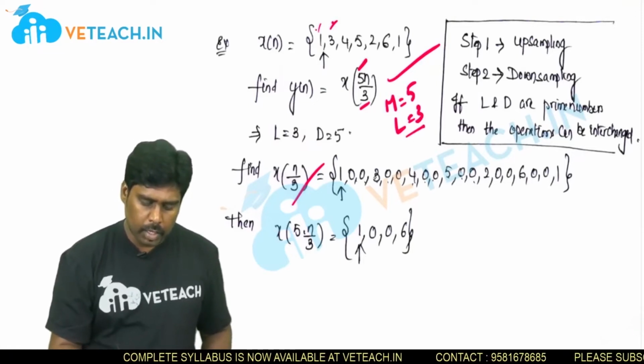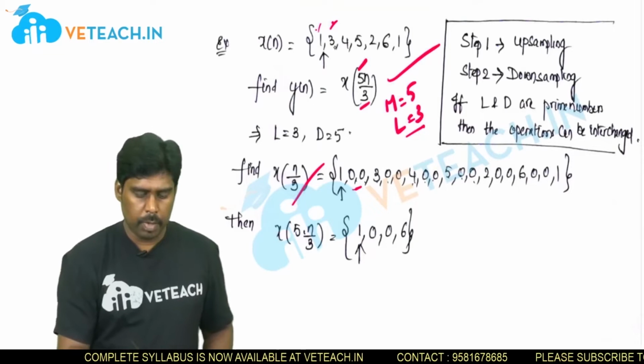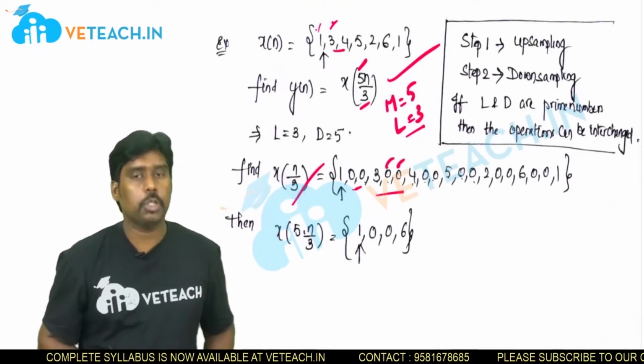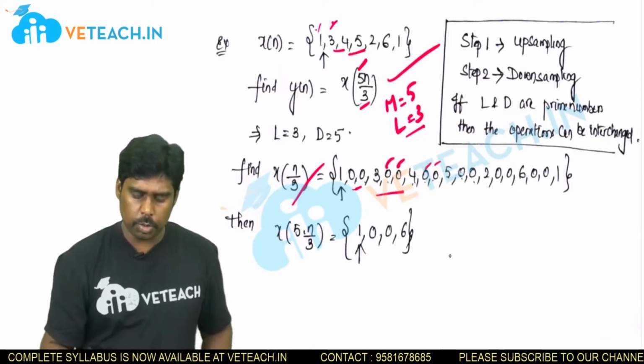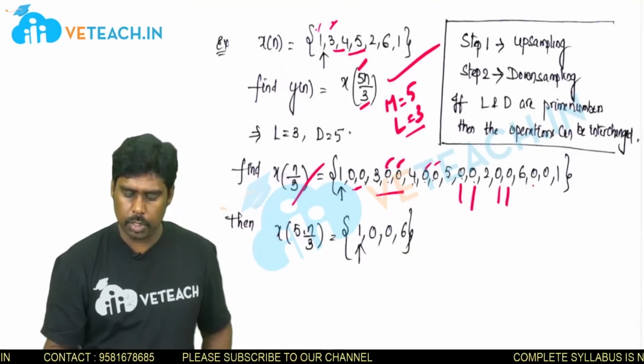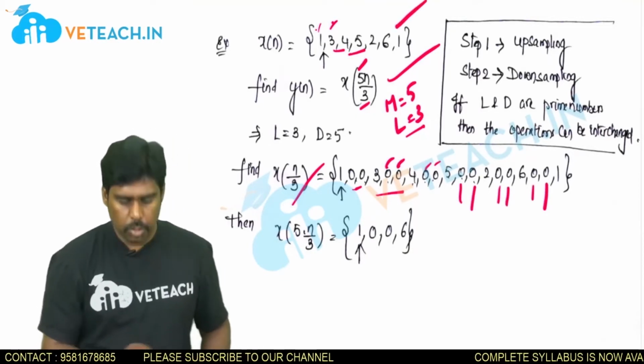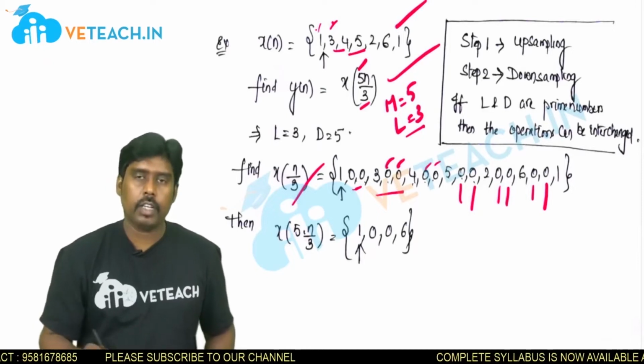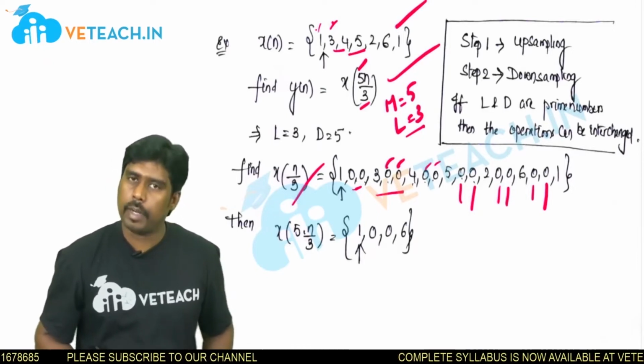So between 1 and 3, I inserted 2 zeros. Between 3 and 4, I inserted 2 zeros. Between 4 and 5, 2 zeros. Then again 2 zeros here, 2 zeros here, 2 zeros here, up to the last sample. So this is the expression, or the sample values, for x of n by 3.